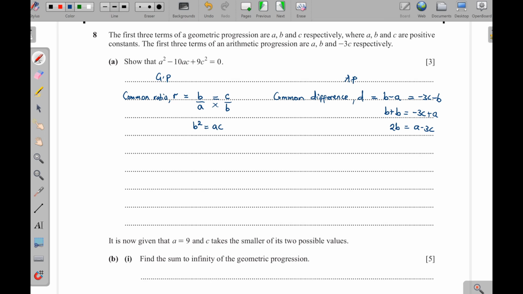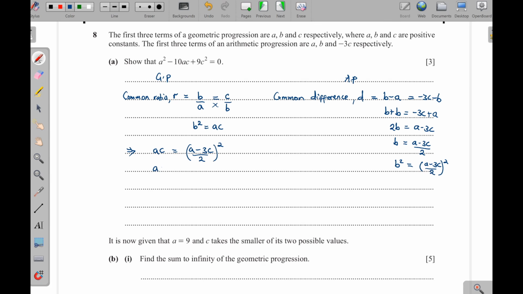So 2b is equal to minus 3c plus a, or I can write it as a minus 3c. Now, b here will therefore be equal to a minus 3c out of 2. Then b squared will be the whole of this squared, so a minus 3c over 2 squared. What does this therefore mean? It means that ac here, which is our b squared, is equal to this one here, that is a minus 3c out of 2, then squared.